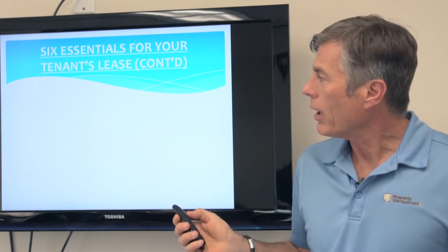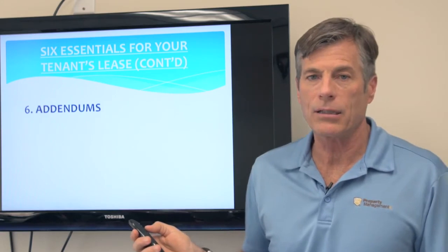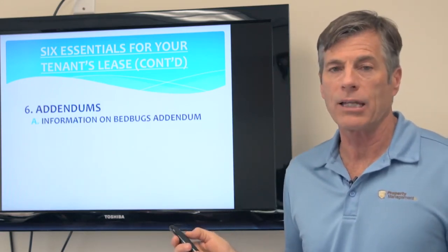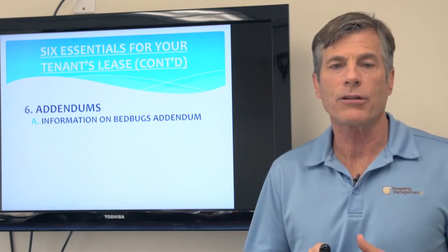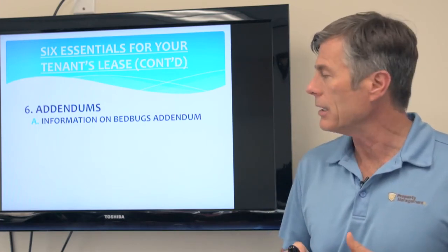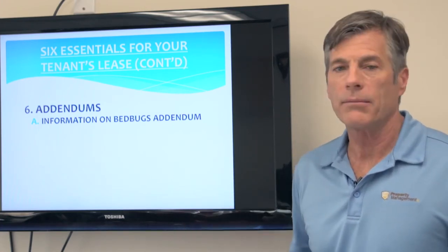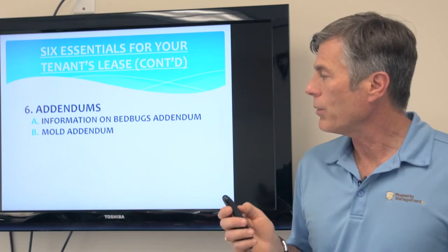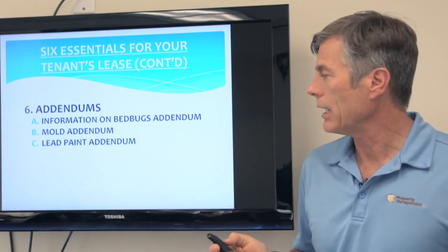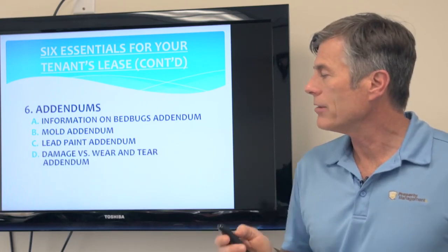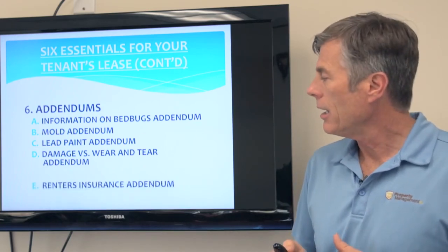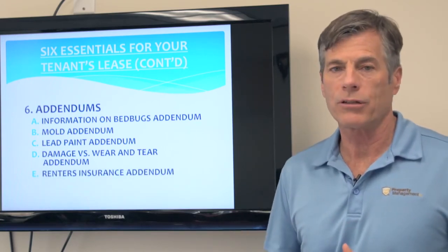And then finally, you want to have in your lease the proper addendums. With all of our leases, we have an information on bed bugs addendum. This is a requirement as of January 1st, 2018, that every tenant in a rental property in California get a bed bug addendum. Second of all, we have our mold addendum. We have our lead paint addendum for homes built prior to 1978. We have our damage versus wear and tear addendum that has to be signed by the tenant. And then finally, we have our renter's insurance addendum.